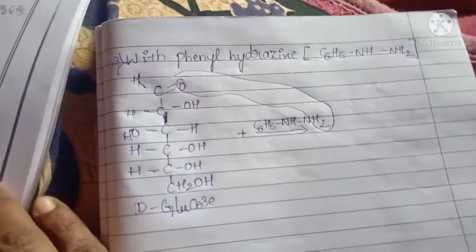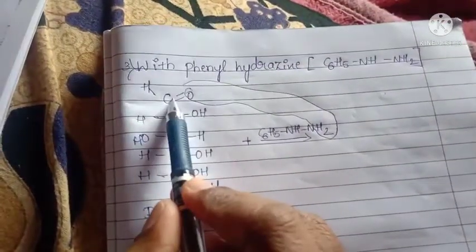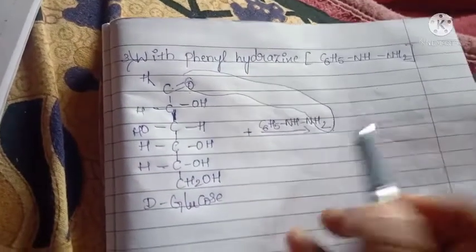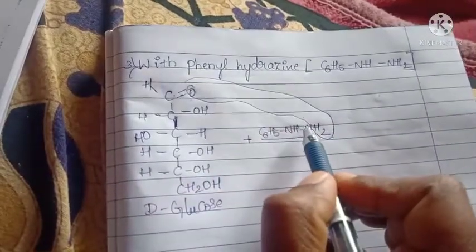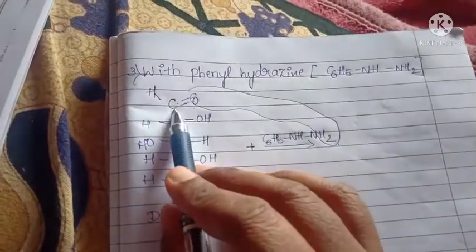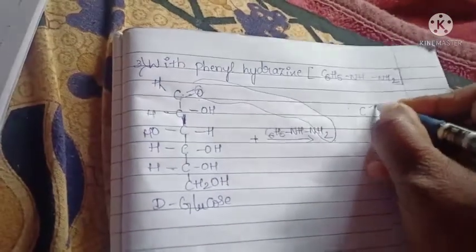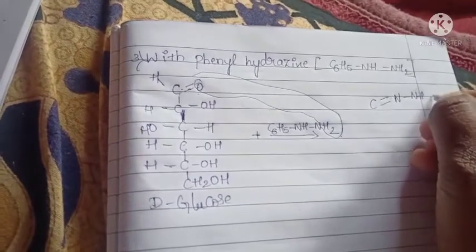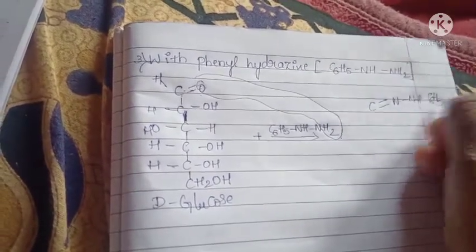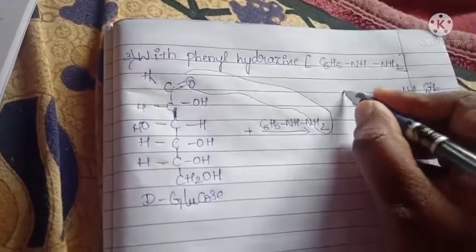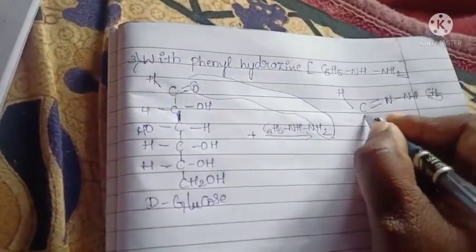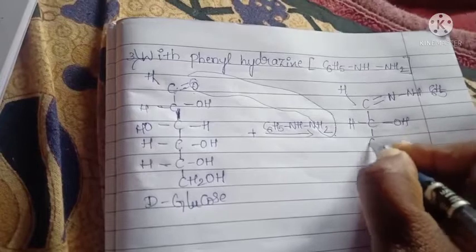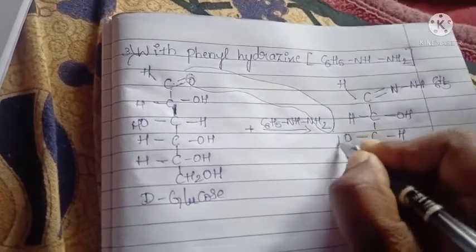A water molecule is removed. It means the oxygen atom from the glucose and hydrogen atoms from the phenyl hydrazine. So in the place of oxygen, this group is substituted on the carbon atom. Here C double bond N, NH, C6H5, and then the rest of the chain.